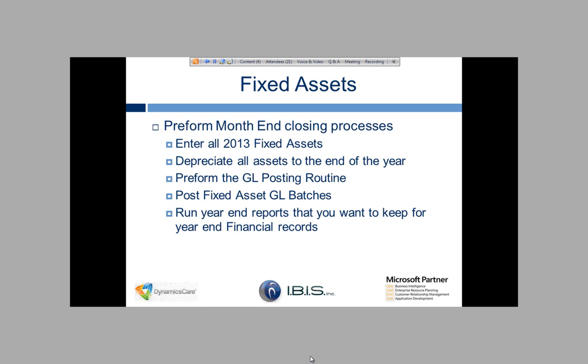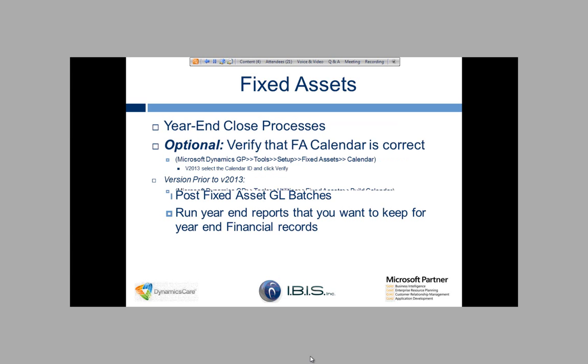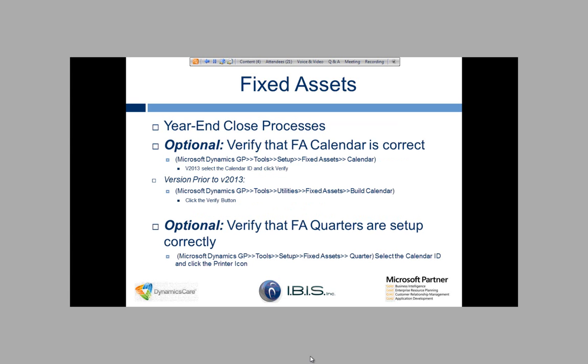Now, for fixed assets, the year-end close process, you have some optional items here. There are two of them. First of all, verify that the fixed asset calendar is correct. And to get to this window, you want to go to Microsoft Dynamics GP, Tools, Setup, Fixed Assets, and Calendar.